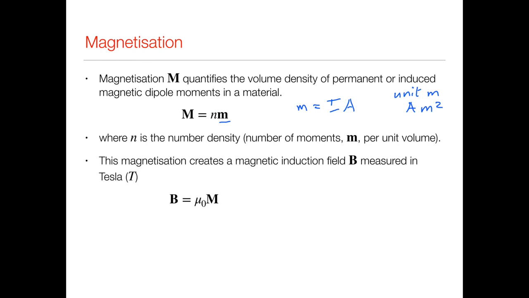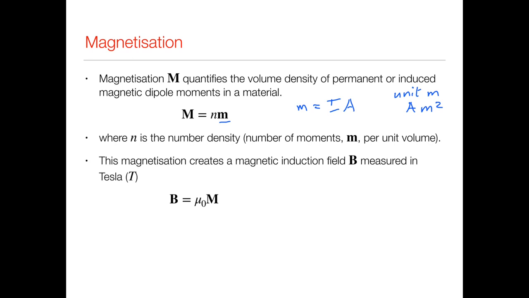Often we want to refer to a more macroscopic property, so a property of a body. And so in this case, it's useful to introduce the magnetization. So this is capital M. And the magnetization is about the volume density of these magnetic moments, whether they're permanent magnetic moments or they're induced magnetic moments. Okay, so they're quite straightforwardly related. We just need to multiply up by the number density.